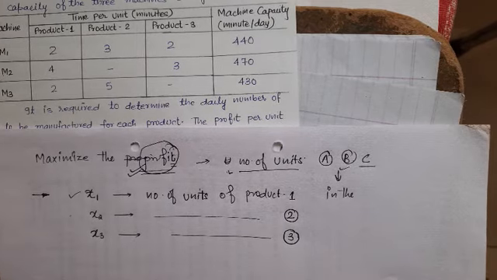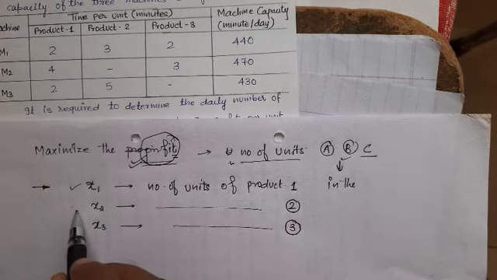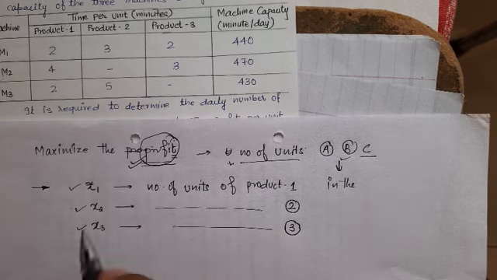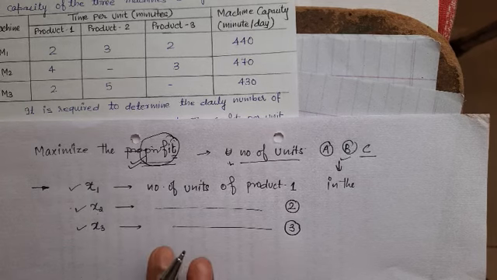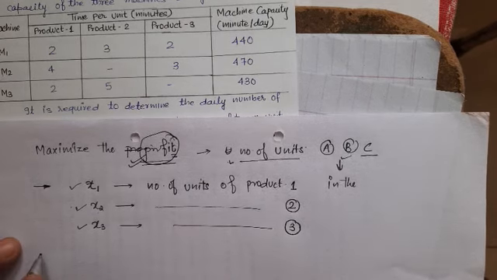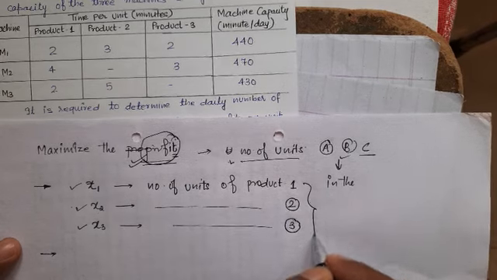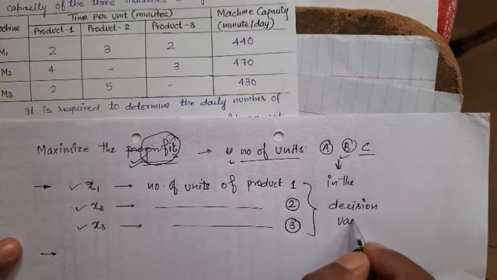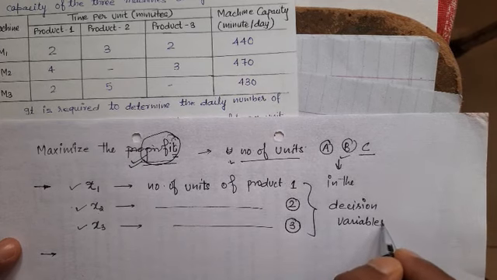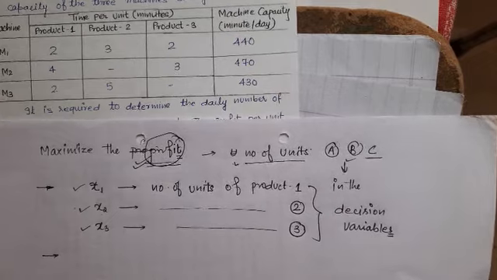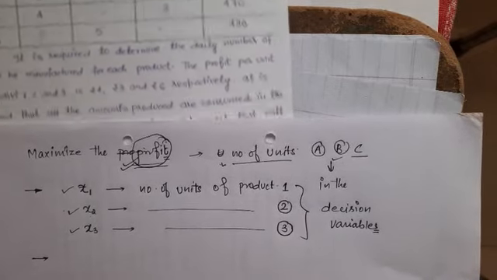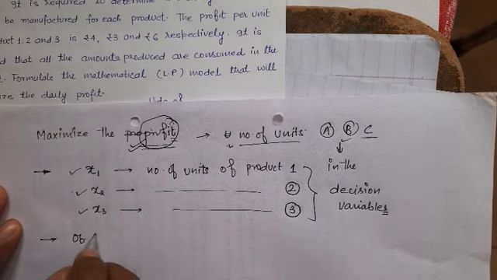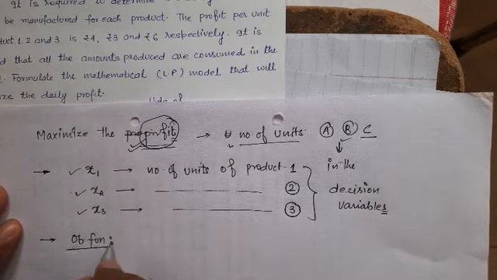x1 is the number of units of product A, x2 for product 2 and x3 for product 3. These I have to find out in the question. This is the first step: x1, x2 and x3 are the decision variables. Now what is the objective? The objective function is to maximize the profit.